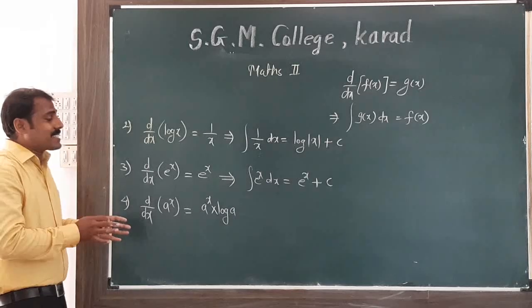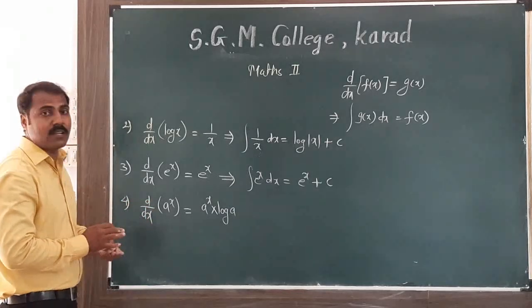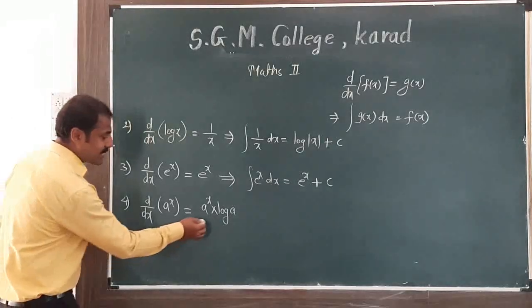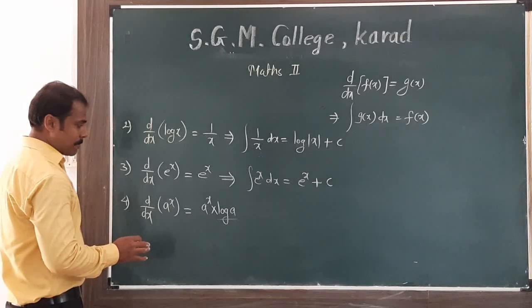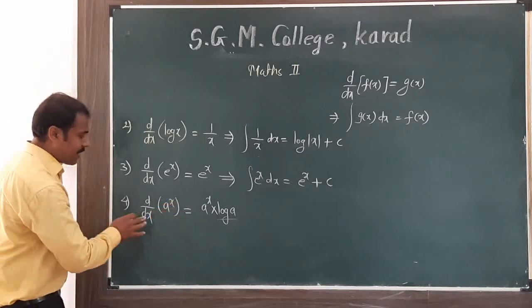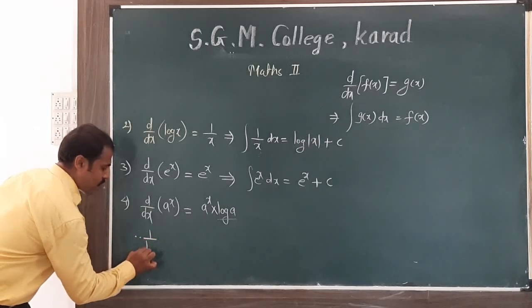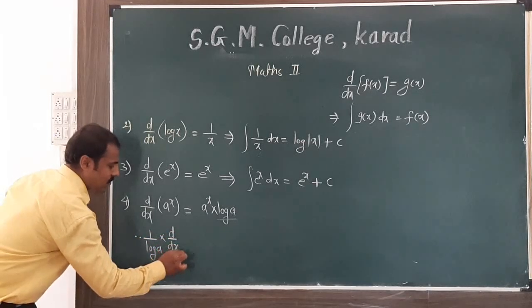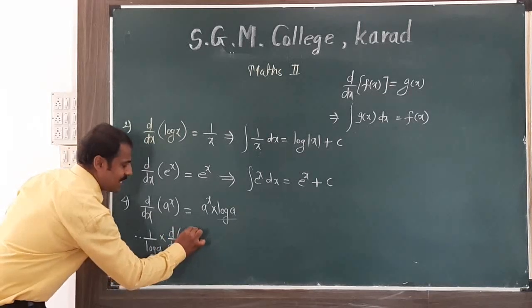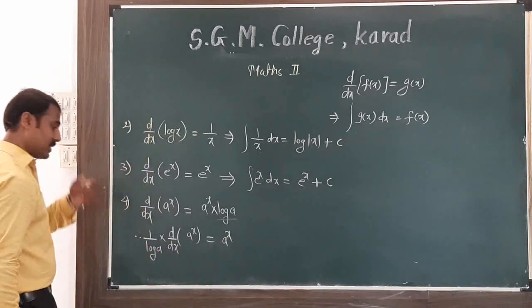Fourth, d dx of a raised to x is a raised to x into log a. But we are interested in finding the formula for integration of the standard function, that is a raised to x. Here log a is a constant. Okay. So take log a to the LHS. Therefore, it's 1 upon log a into d dx of which function? It's a raised to x is equal to a raised to x.